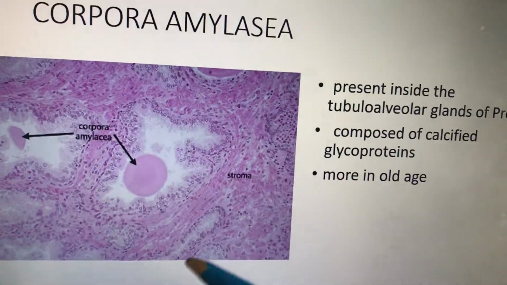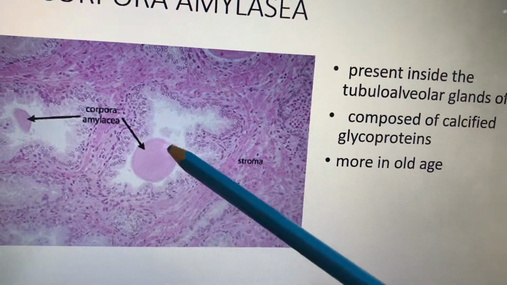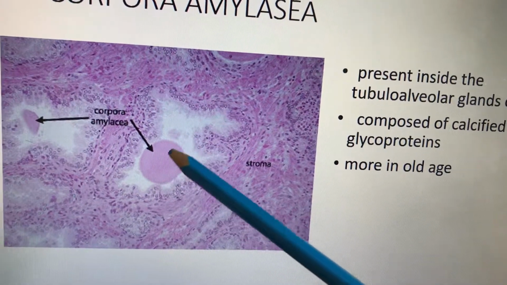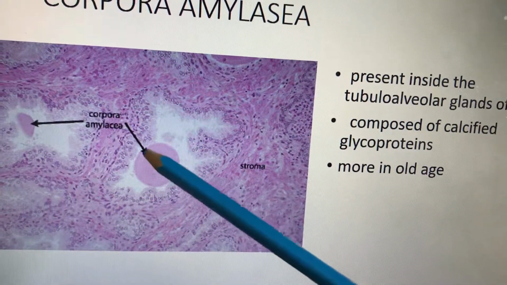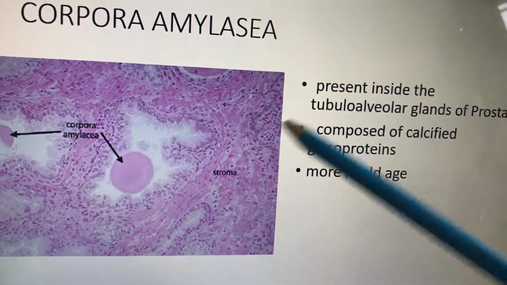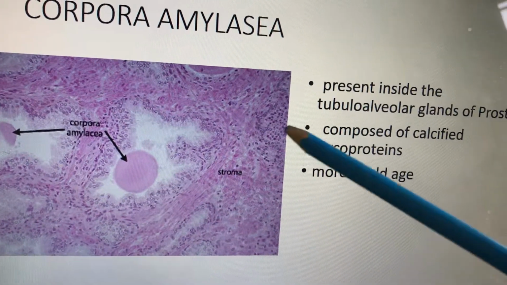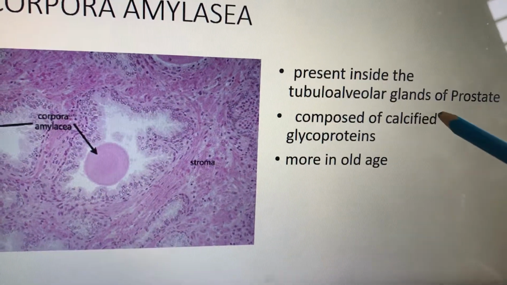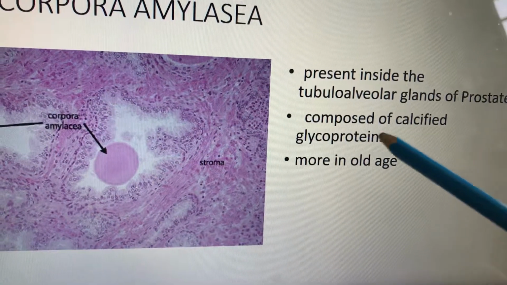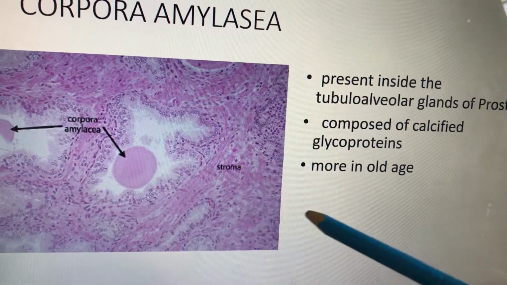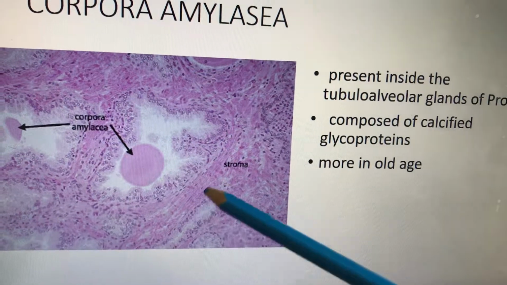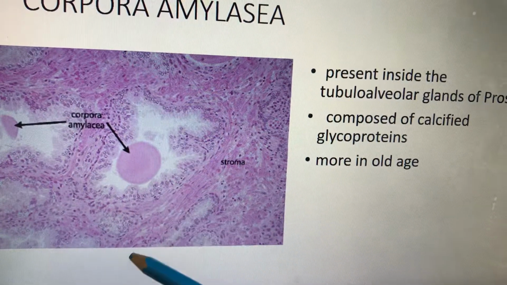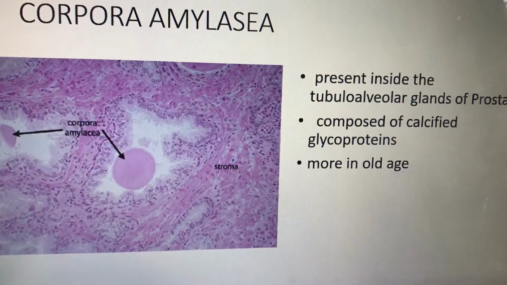And corpora amylacea, just now I said, in old age there is an increase in the number of calcified protein collagenous masses. This is called corpora amylacea. Where is it present? Inside the tubulo-alveolar gland. It is a calcified glycoprotein. We could see more of them in old age. You can see the stroma, the smooth muscle stroma.